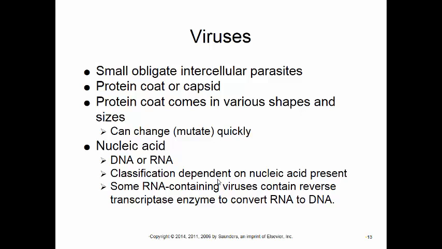Viruses have a protein coat or capsid, and that coat can come in various shapes and sizes. It can usually mutate pretty rapidly. The virus also has a nucleic acid, which can be DNA or RNA. And one of the ways we classify it is by whether it's DNA or RNA. Some viruses are RNA-containing viruses that can actually take the RNA and turn it back into DNA. It uses an enzyme called reverse transcriptase, and it turns the RNA back into DNA in the host organism.